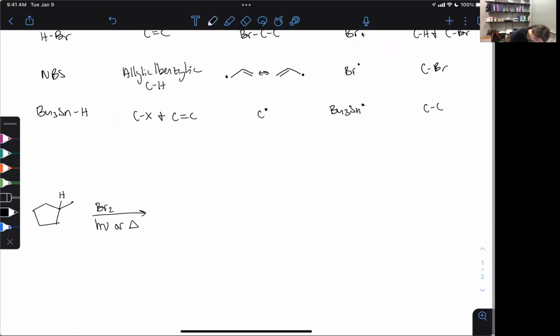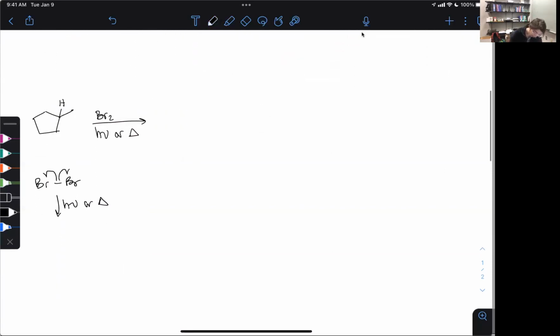So if we start off with Br2 and we have our heat or light, then we can have this split right in half, and each of those bromines is going to get one of the electrons from that sigma bond. Okay, the radicals are denoted by just a single dot, and it is really important to draw in the radical, otherwise we won't know what it actually is. So this radical is going to go get a hydrogen to do a hydrogen abstraction.